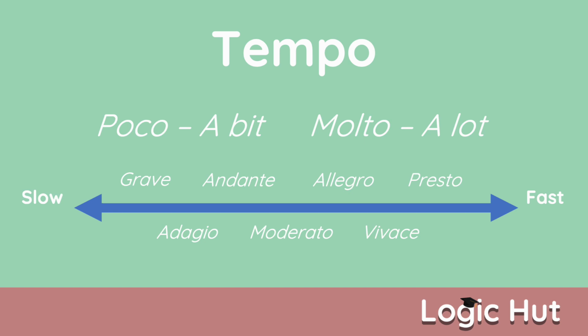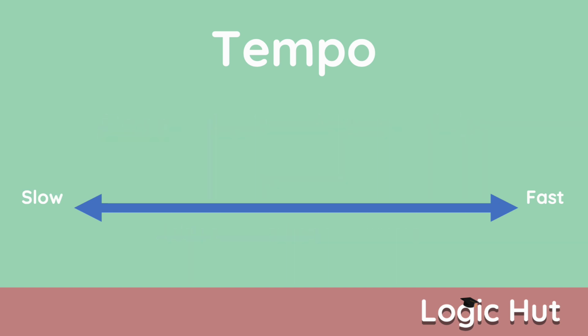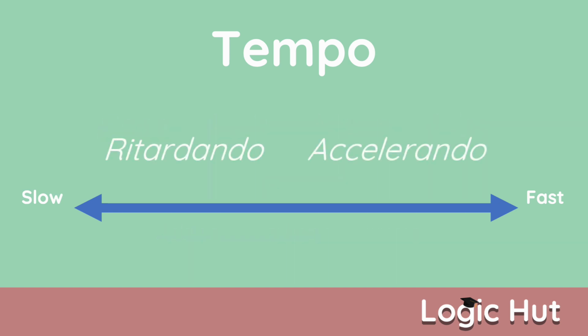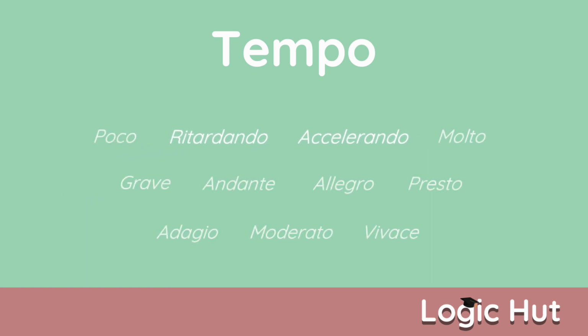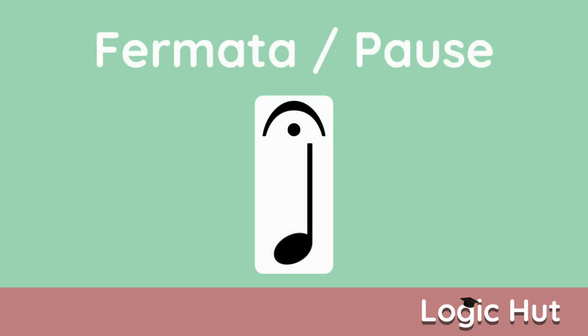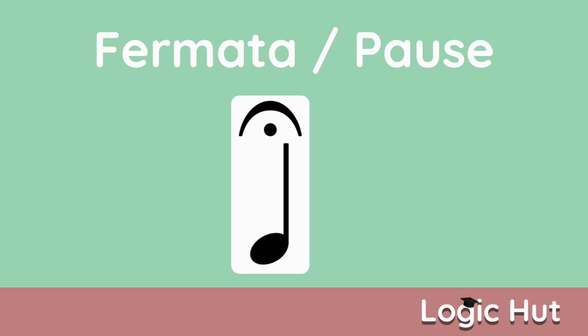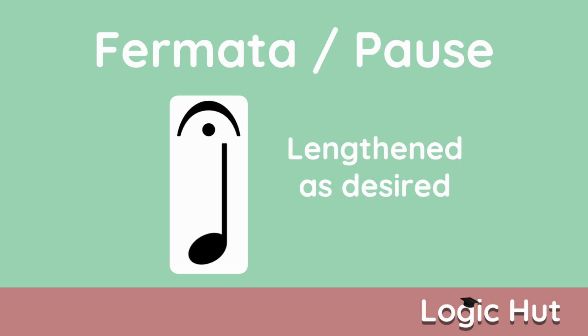Similarly, gradual tempo changes can also be shown. Ritardando and accelerando, meaning gradually slower or gradually faster. After a tempo marking, a tempo is commonly used to return to the original speed. And the last expression we will discuss is known as a fermata or pause. This is written over a note and can be lengthened as much as the performer desires. It is typically used at the end of a piece.